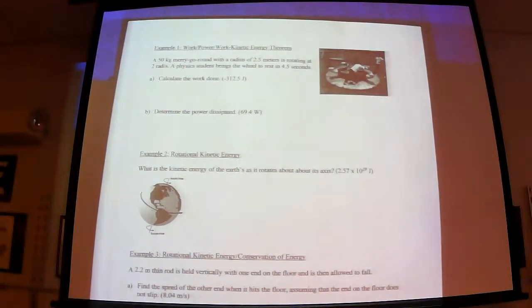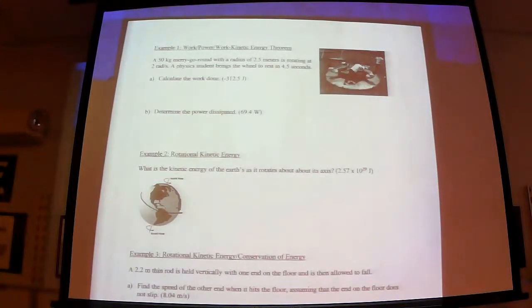A 50-kilogram merry-go-round with a radius of 4.5 meters is rotating at 2 radians per second. A physics student brings the wheel to rest in 4.5 seconds. So this merry-go-round is going around, and somebody walks up to it and grabs it and brings it to rest.